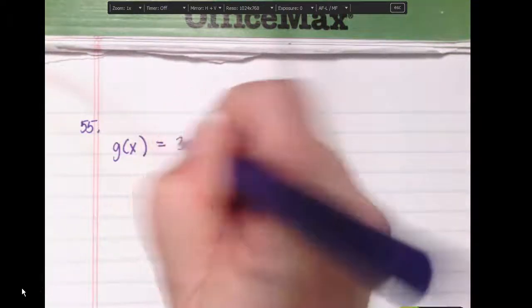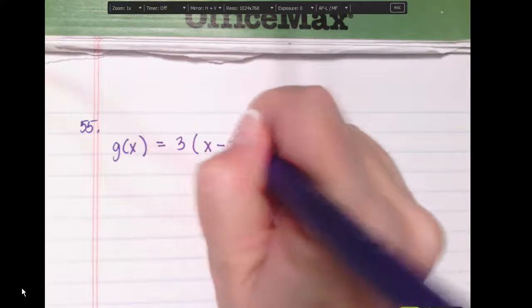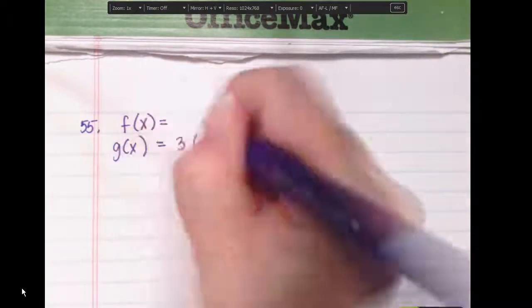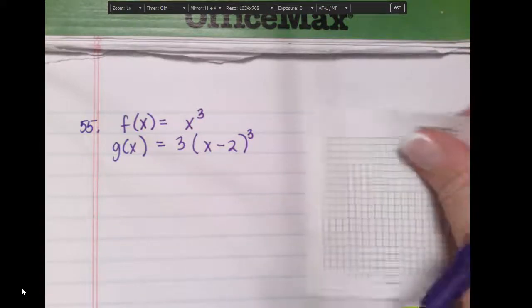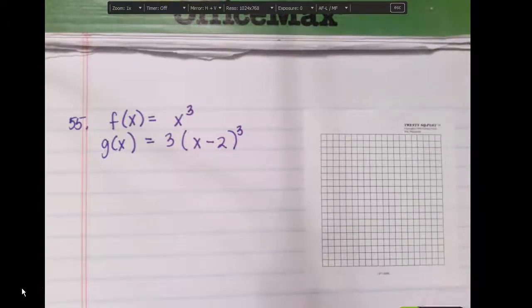So problem number 55, the directions are the same. So we're going to have our g of x function that's given. In this case, it's 3 times (x minus 2) cubed. So we can identify the parent function. That's going to be our cubic. And so let's go ahead and start by graphing the parent, and then we'll talk about all of the transformations that are going to take place.